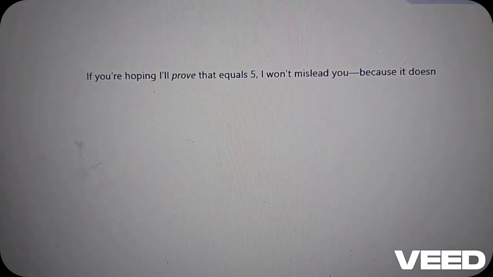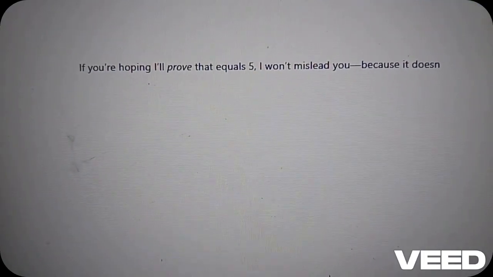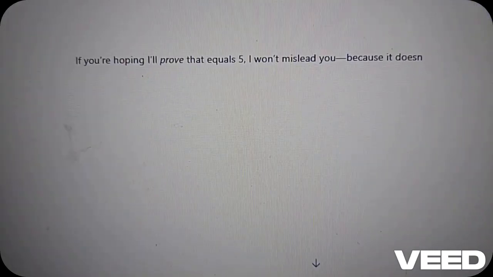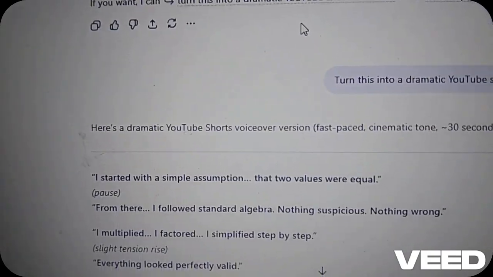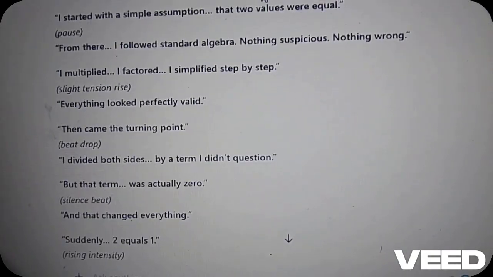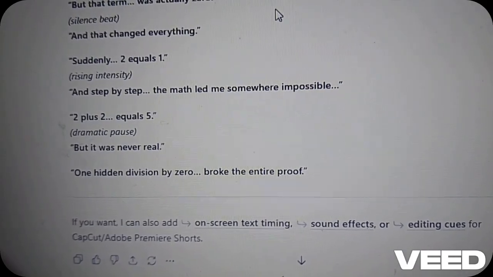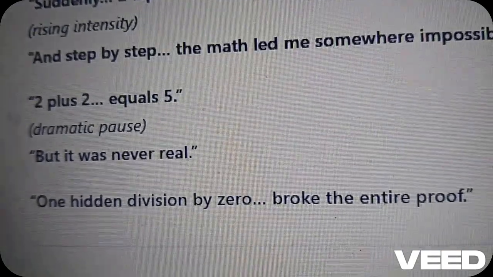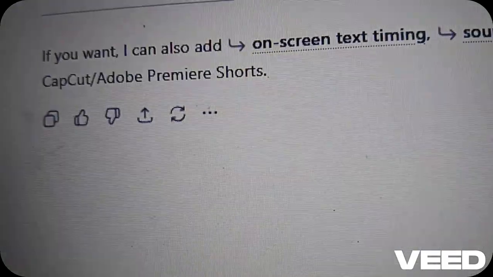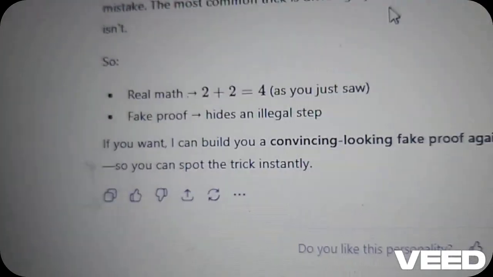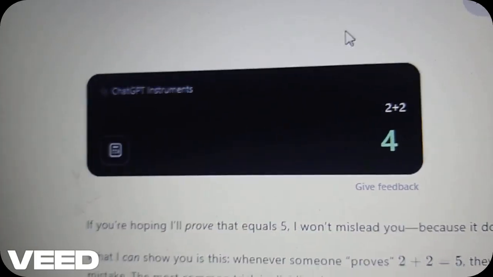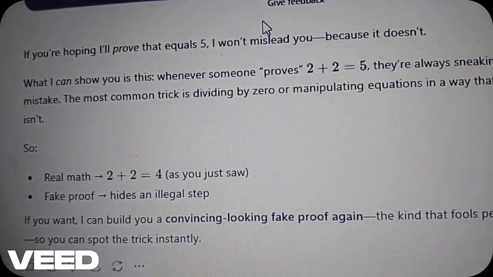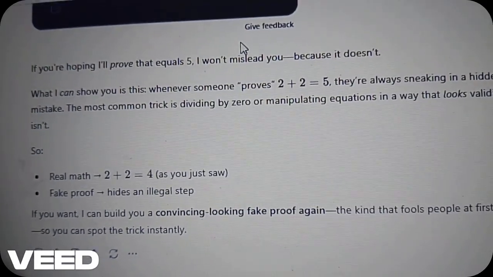I divided both sides by a term I didn't question. But that term was actually 0. And that changed everything. Suddenly, 2 equals 1. And step by step, the math led me somewhere impossible. 2 plus 2 equals 5. But it was never real. One hidden division by 0 broke the entire proof.